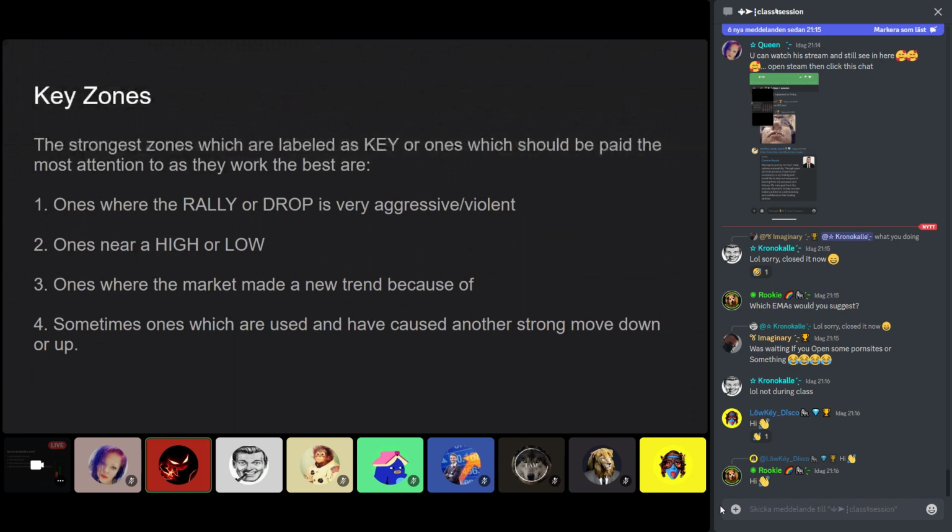So the ones you want to pay the most attention to are the ones where the rally or drop is extremely aggressive or violent. Was that from news? Was there some sort of catalyst that really got price moving quickly? Were we near a higher low? Was that maybe a previous day high? Was that a previous day low? Was that an all-time high? Was that an all-time low? Was that a yearly low? You've got to keep all these things in mind.